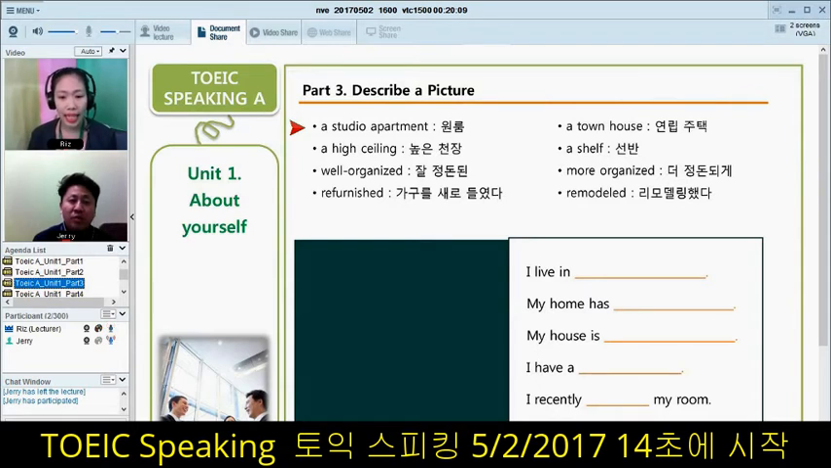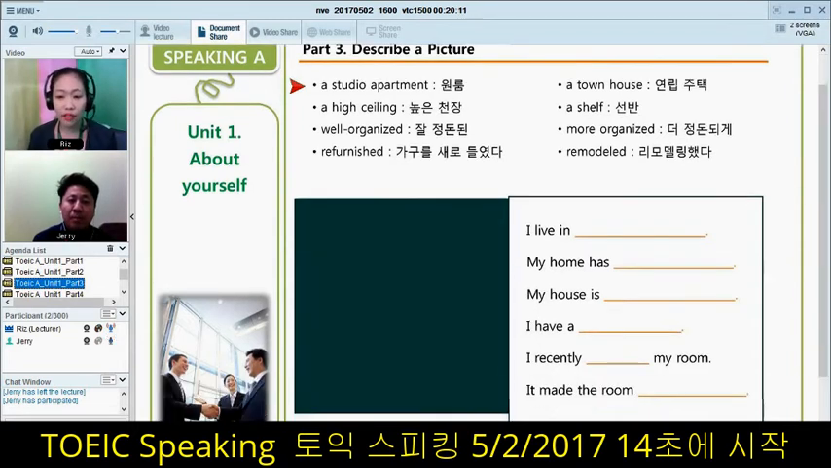Okay, so you want me to read it first, right? Yes, I will give you 45 seconds for this part. So you will have your ready time, 45 seconds. Then, after 45 seconds, you will have another 45 seconds to make sentences. So you want me to use those words, like a studio apartment, in these sentences, part of the sentence?